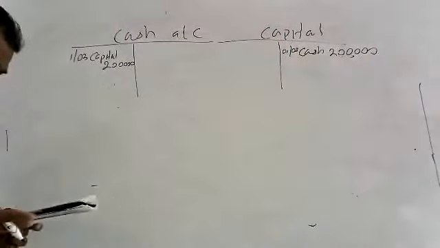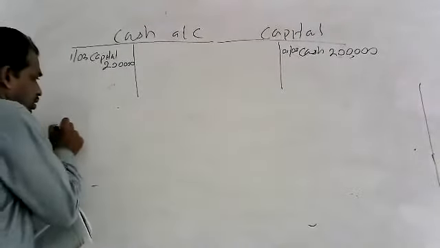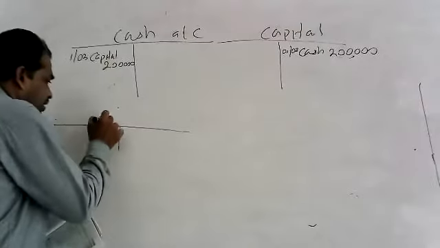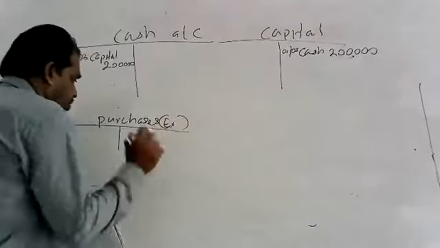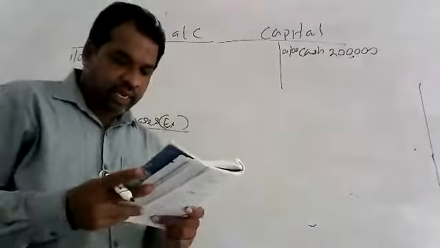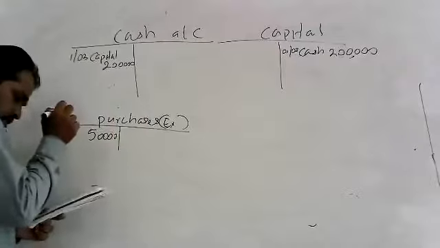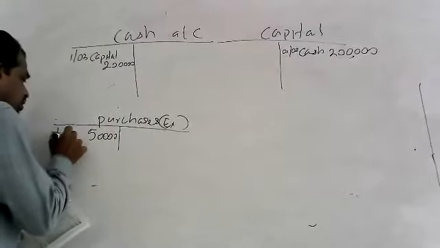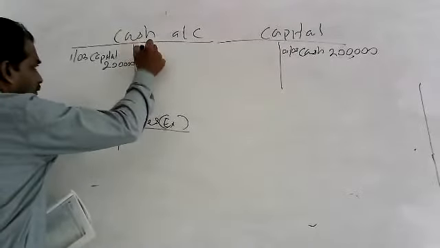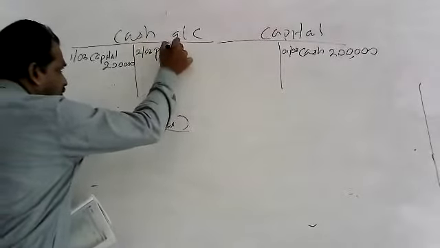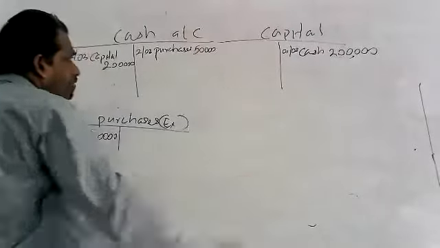The second transaction, cash purchases 50,000 rupees. Then we can have another expense account, that is purchases. Purchases comes on the expense. Then expenses increase debit. Then 50,000 rupees you can debit to that account. Say 2nd March cash. And you can credit to cash account, say purchases 50,000.